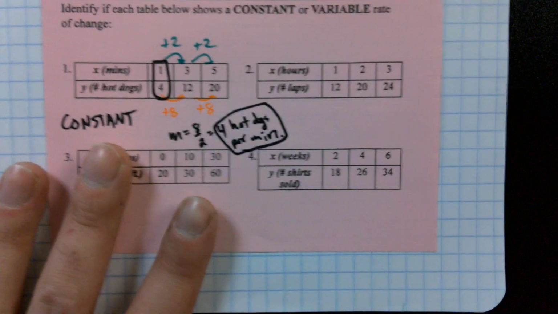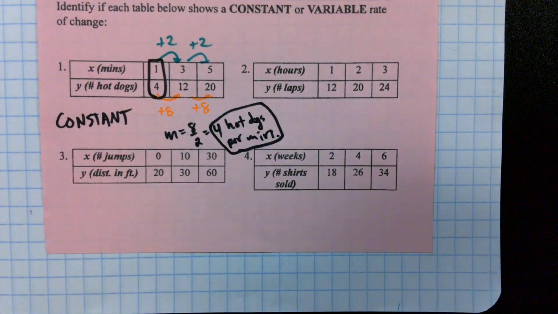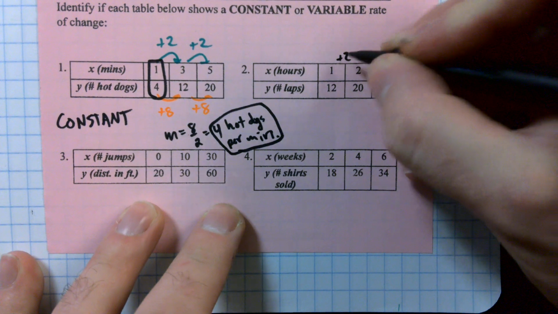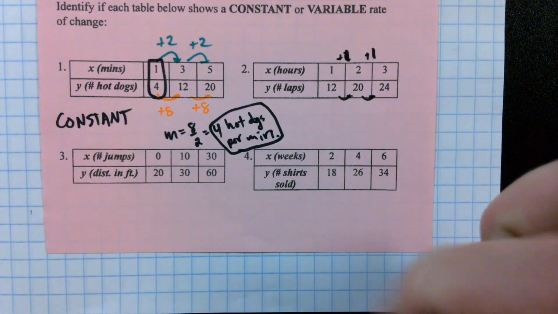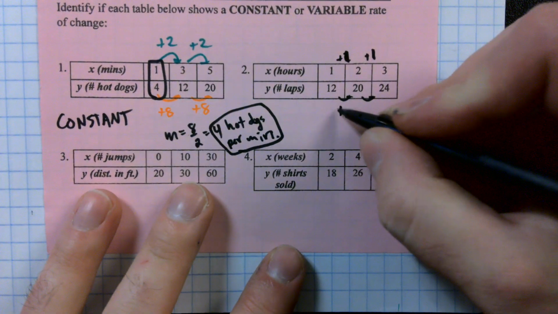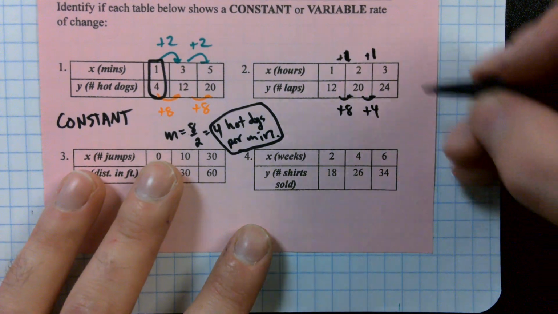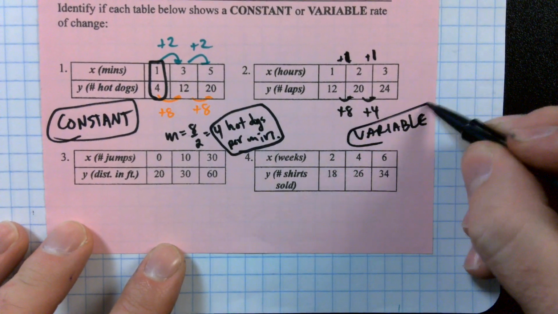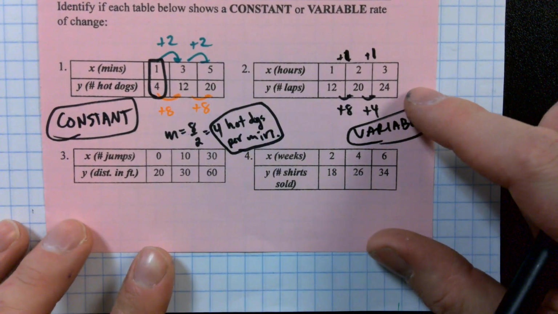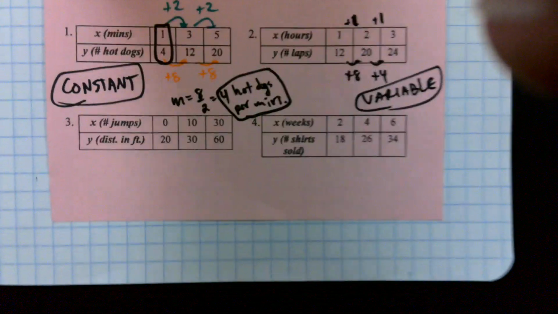Let's take a look just to make sure. For number 2, we're talking about laps per hour. Okay. On the top, I've got +2, plus 1, plus 1. What do I got on the bottom? How do I get from 12 to 20? Plus 8. Okay. How do I get from 20 to 24? Plus 4. Is 8 the same as 4? No. So what type of relationship do we have here? Variable. A variable rate of change. This person slowed down as they went on. Right? The number of laps decreased in the same number of hours.